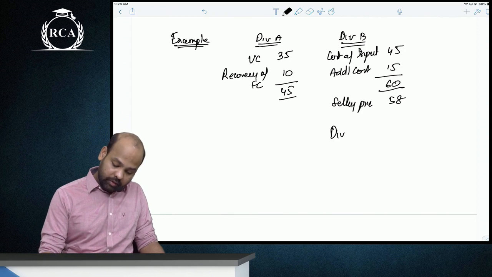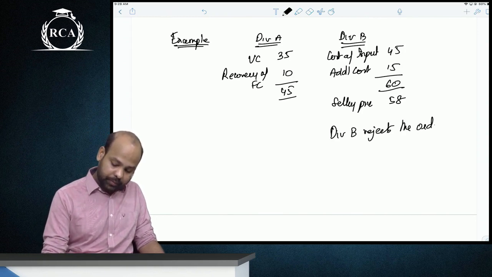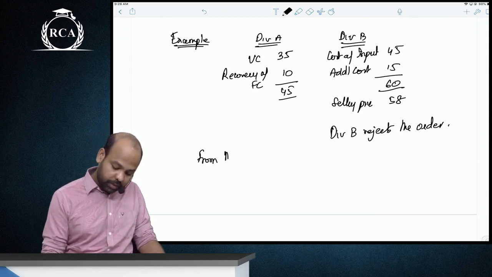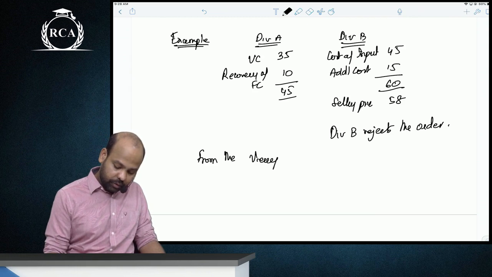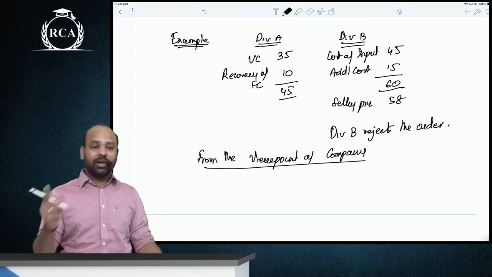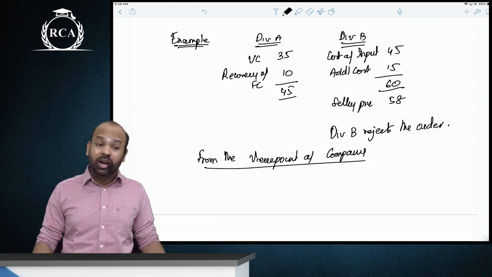Now guys, Division B rejects the order. Look from the viewpoint of the company, beta. Here this is full cost basis. Division A is incurring a variable cost of 35. There's a recovery of fixed cost of 10 rupees. Fixed cost is not relevant for decision making.